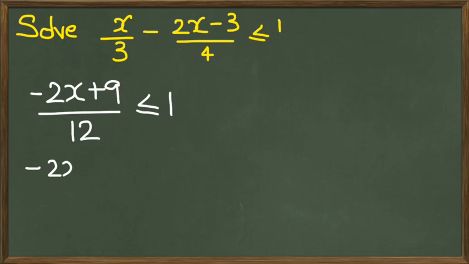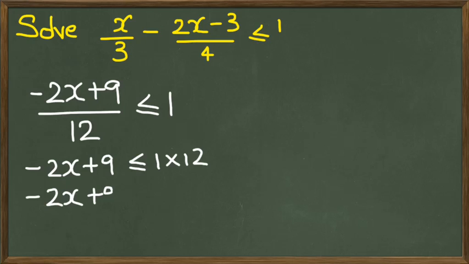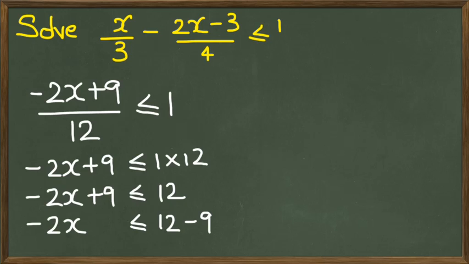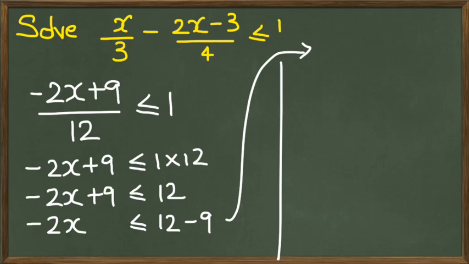If I bring it to the other side, it will become 1 times 12. So I've got negative 2x plus 9 is less than or equal to 12. What's the next number I need to get rid of? 9. So this would become negative 2x less than or equal to 12 minus 9. Okay, so I've got negative 2x is less than or equal to 3.